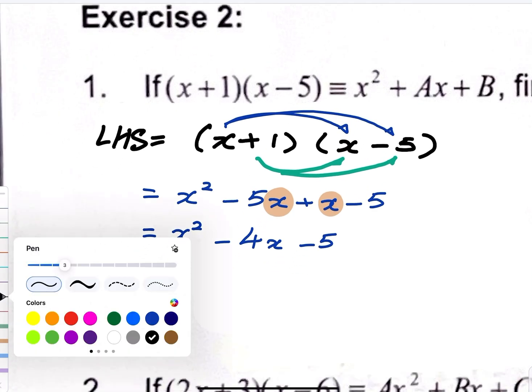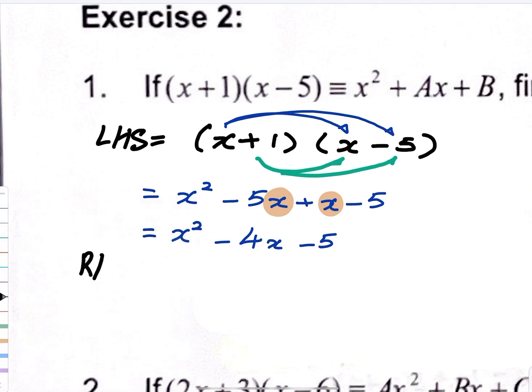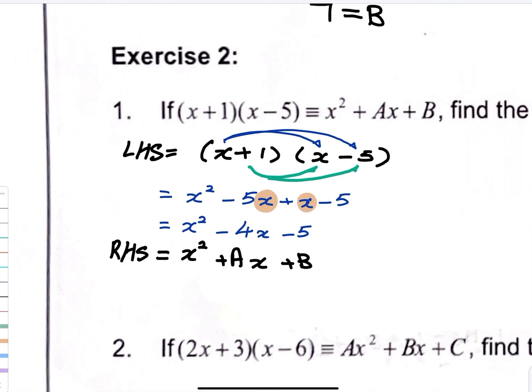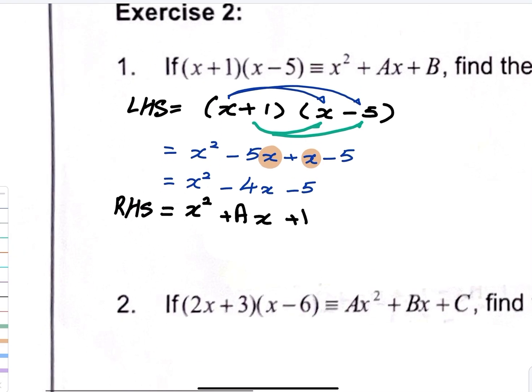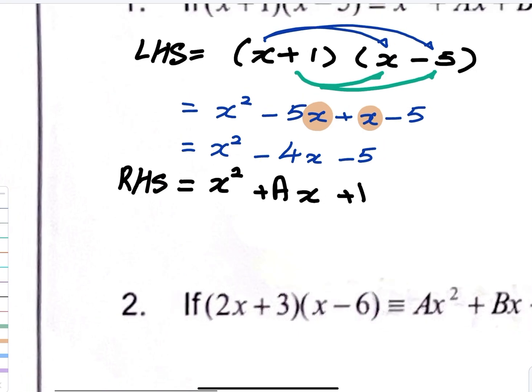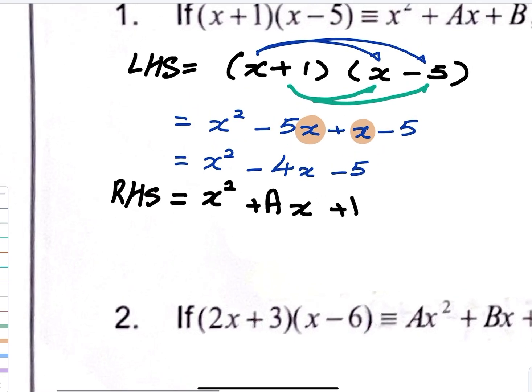How about your right hand side? For your right hand side, we have to make sure everything is opened up. So x squared plus ax plus b. And now from the question, we know that it's the 3 equal signs. So it's identical to each other. So everything has to be the same.